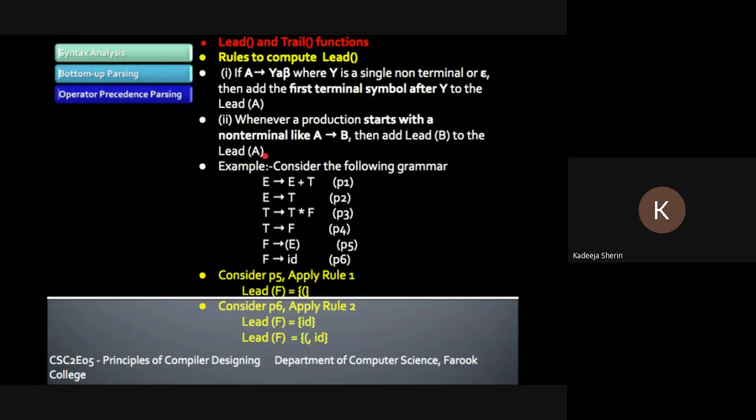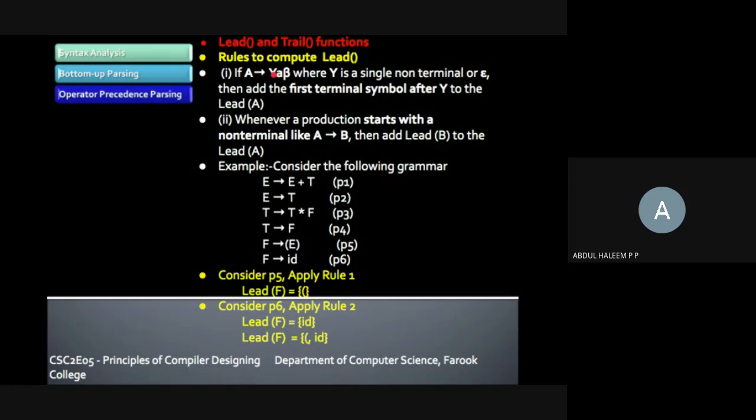Yes, sir. See, rule number 1. If we have a production such as A derives Y a beta, we know that A will always be a non-terminal. A is the head of the production, and the head of a production will always be a non-terminal. What about Y? Y is either a single non-terminal or epsilon. So Y can be there, it need not be there. Whereas Y is always a single non-terminal.